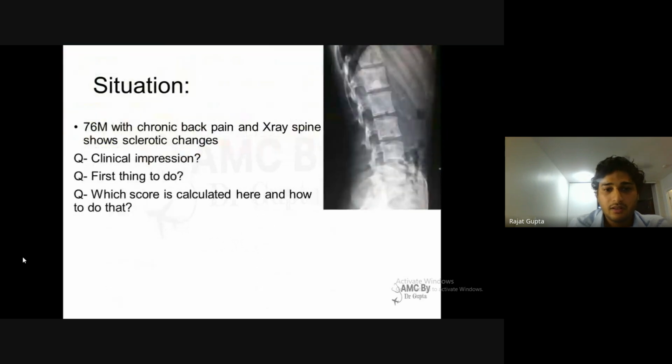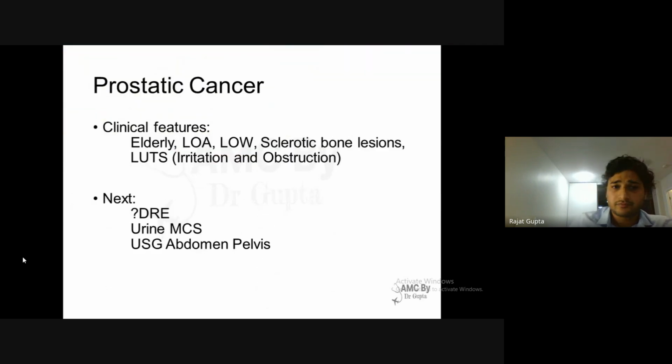So, okay, this is a clinical presentation of prostatic cancer. It is an elderly patient. If there is loss of appetite, loss of weight, or sclerotic bone lesions, or lower urinary tract symptoms, irritative or obstructive, we suspect prostatic cancer. And the next step is query DRE.